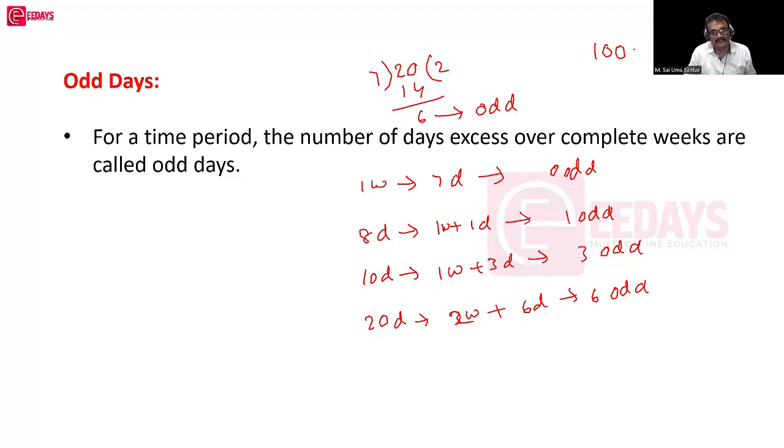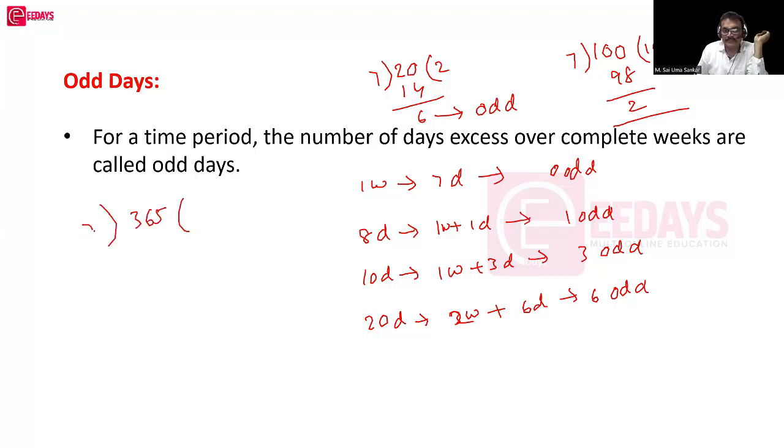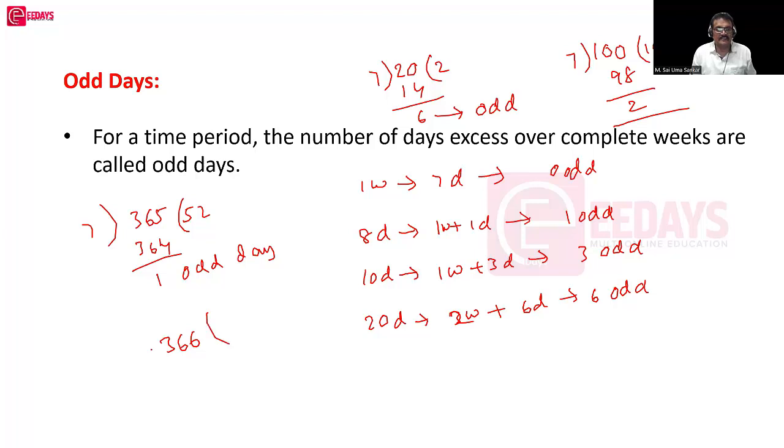Suppose if you take 100 days, how many odd days? If you divide this number by 7, 14 times is 98, and what is the remainder? The remainder is equal to 2. So how many odd days in 100 days? That is equal to 2. Suppose if you take 365 days, if you divide this number by 7, you get 52 and 364, and this is equal to 1 odd day. Suppose 366 days are there. If you divide this number by 7, here 52, here 364, the remainder is equal to 2. So this is equal to 2 odd days.